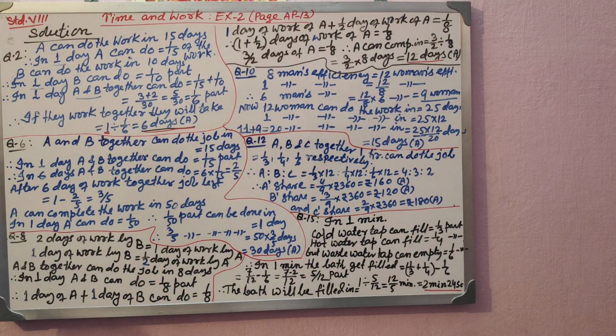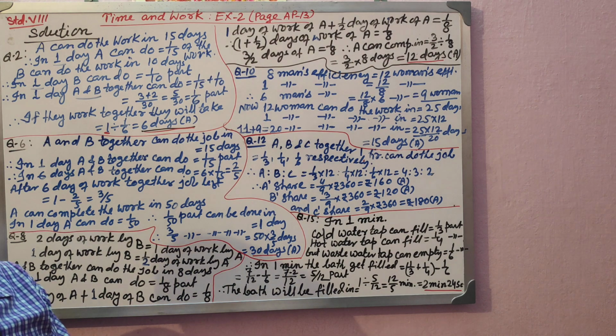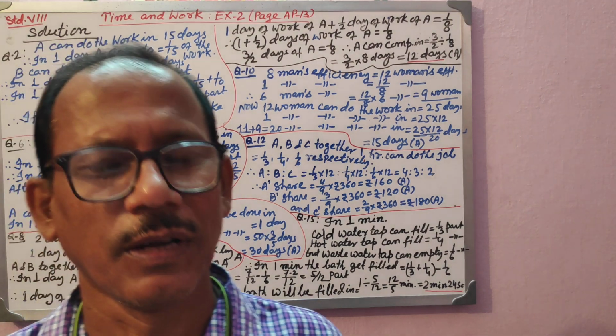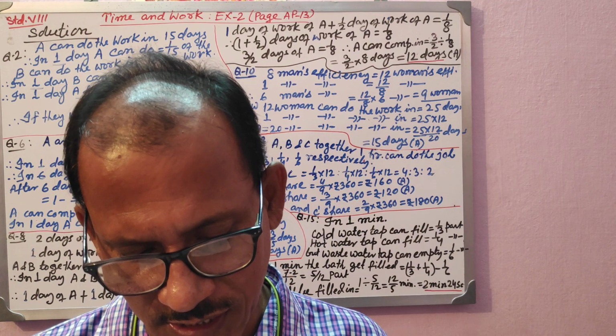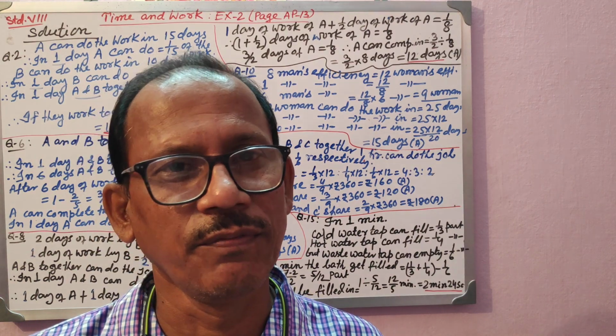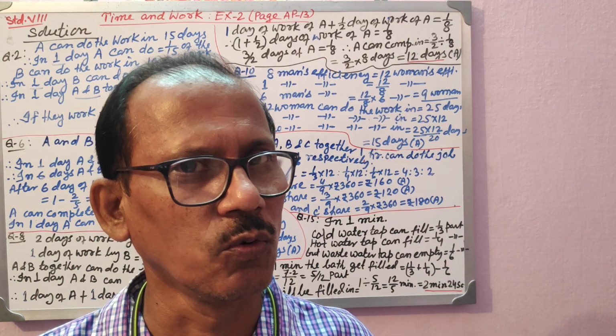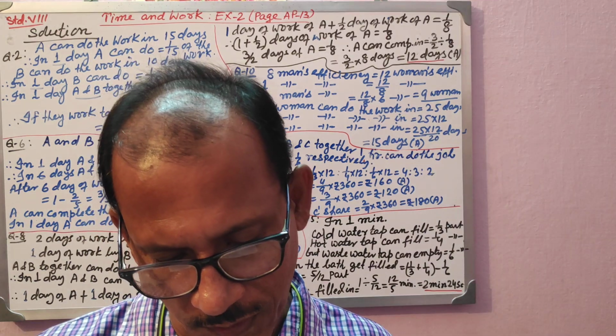Okay, now let us do question number 6. I have taken another example. Let us see a different type of time and work sum. Question number 6 says A and B can do a job in 15 days. So in 1 day A and B can do what? 1 by 15 part of the job.